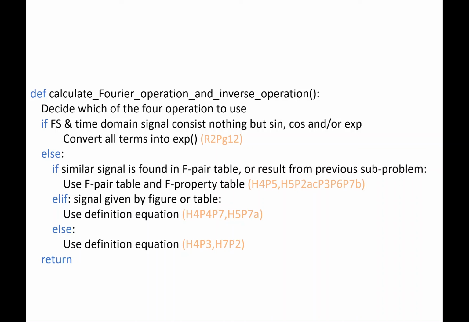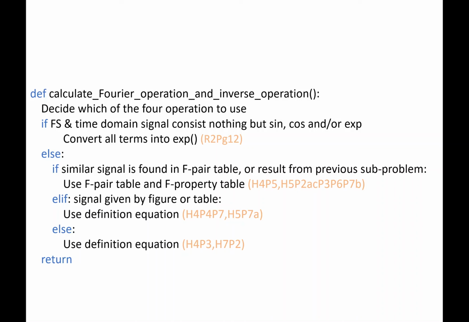If the signal is given by a figure, mostly you're going to use the definition equation. If you are given a square wave or triangle wave and try to solve the Fourier transformation of that, probably you need to use this. Or if it is given by a table. I'm not so sure if you have this kind of problem, but if you have a discrete time signal that is given by a table, there is no way you can find that signal in the pair table.